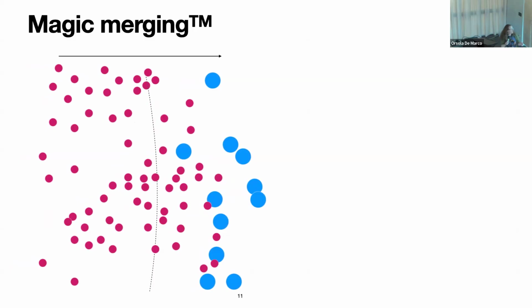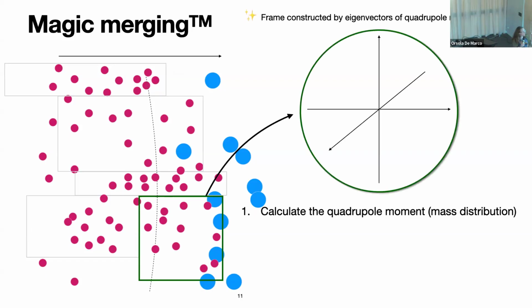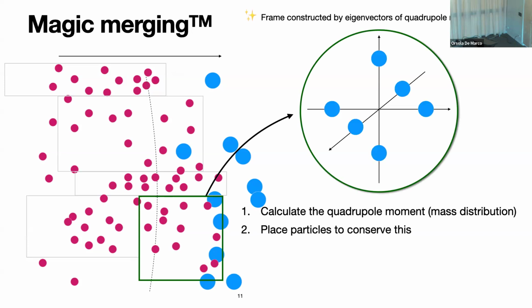And so instead of boxing up groups of 2, we box up groups of 12. The first thing we do across our group of 12 particles is we calculate the quadrupole moment. The way to think about this is a metric for where the mass of those 12 particles is. And then we move to a frame that is decided by the eigenvectors of the quadrupole moments. And then we place our new 6 particles onto these eigenvectors.